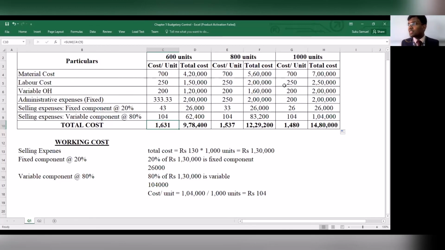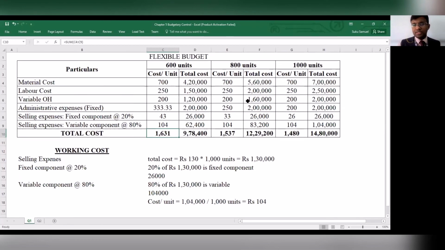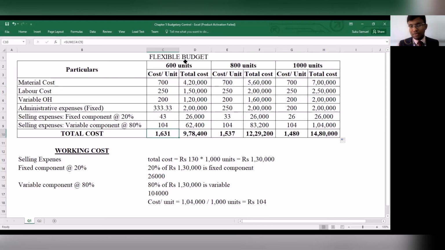This is one of the reasons why companies would prefer to go in for large scale production, in order for them to achieve scale of economies. So we've completed the preparation of flexible budget. We've prepared flexible budget for 600 units, 800 units, and 1,000 units.